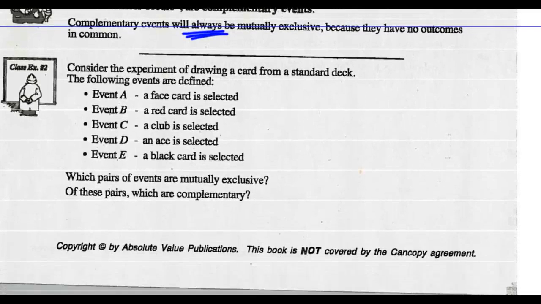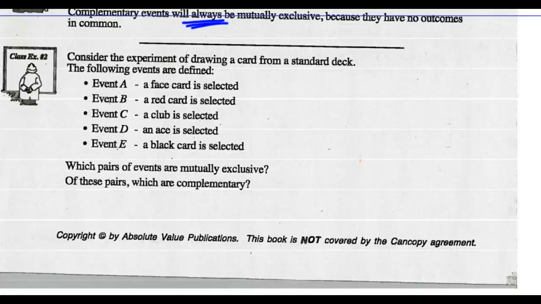Example 2 then. Consider the experiment of drawing a card from a standard deck. The following events are defined. Event A is a face card, event B is a red card, C is a club, D is an ace, and E is a black card. Which pairs of events are mutually exclusive? Event A is a face card and event D is an ace. Face cards and aces can't happen at the same time. They're mutually exclusive. You can have a red face card or a club face card or a black face card. So only A is mutually exclusive with D.